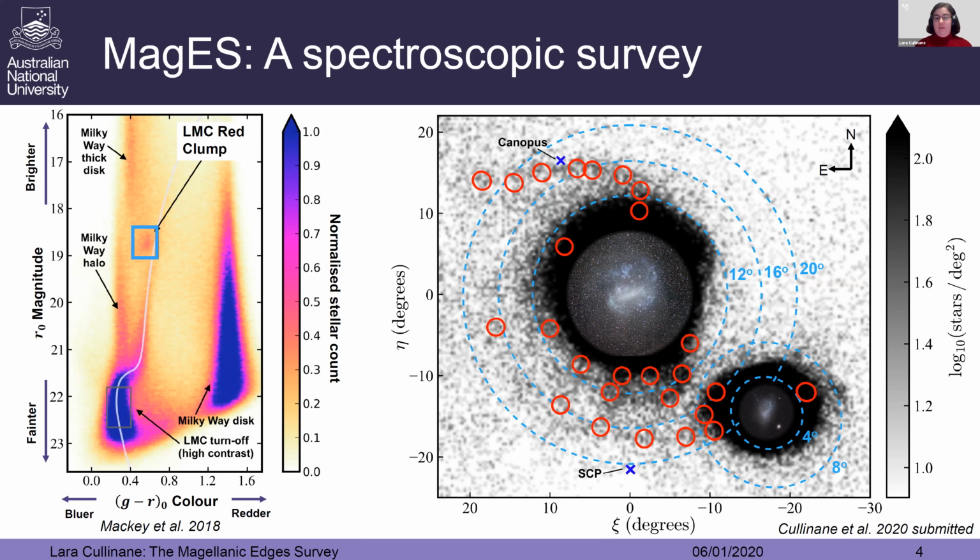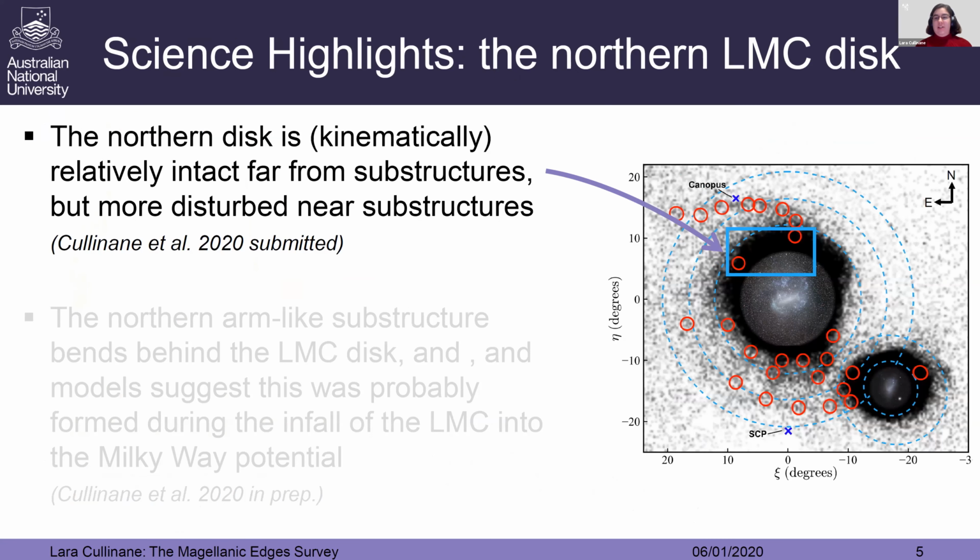But what have we learned from all of this data? Let me give you a few highlights. Initially, we looked at two fields in the northern outer disk of the LMC. This field on the left is relatively far from any known substructure, while the one on the right is located near the base of this arm-like feature to the north. And as it turns out, that has a big impact on the kinematics of the two fields.